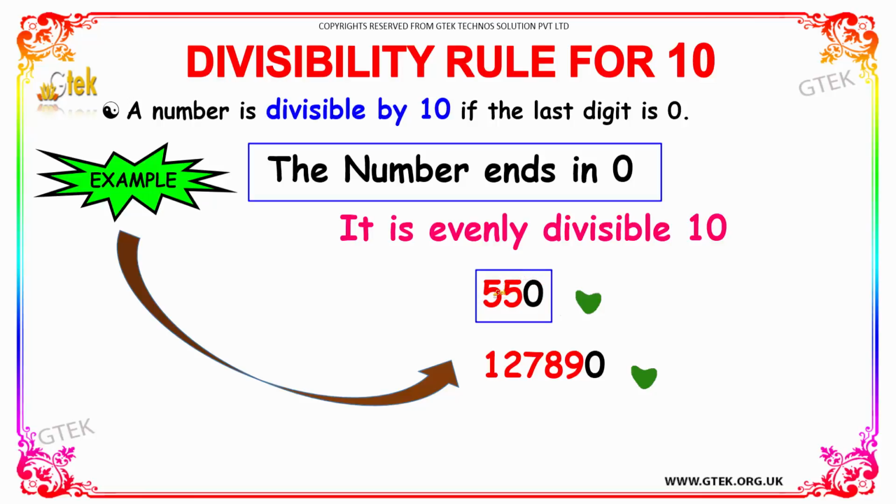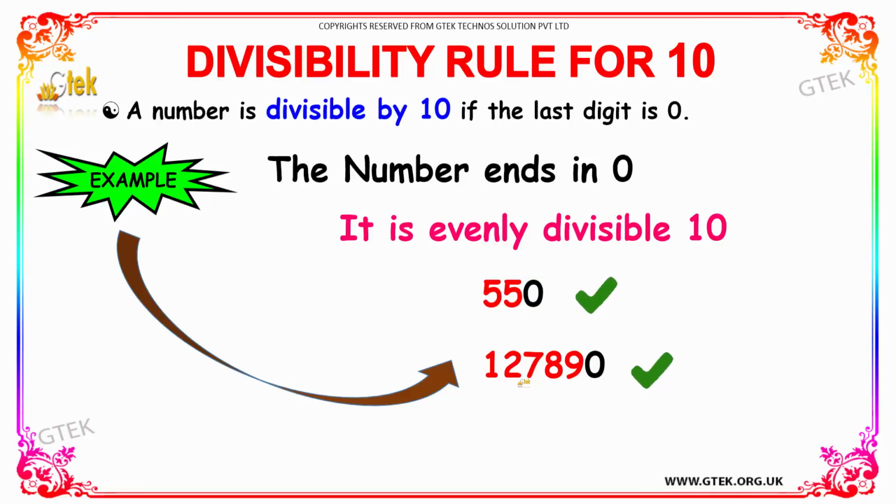We have the number 550 whose last digit is 0. Hence 550 is divisible by 10 since the last digit is 0. And similarly, over here we have 1,27,890. Since the last digit is 0, it is divisible by 10.